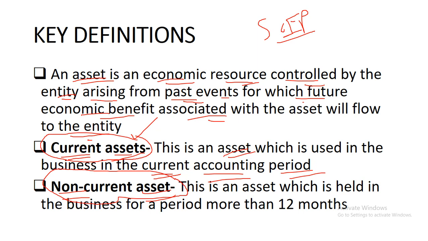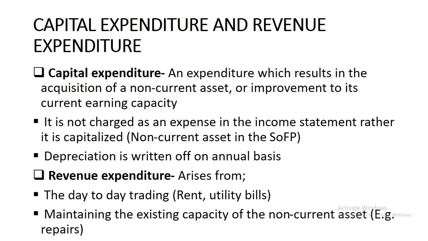So non-current asset simply means the asset is going to stay in the business and help the entity earn money for more than 12 months. Then if it's just 12 months, that asset or economic resource, which is controlled by the entity resulting from past events, is called a current asset.